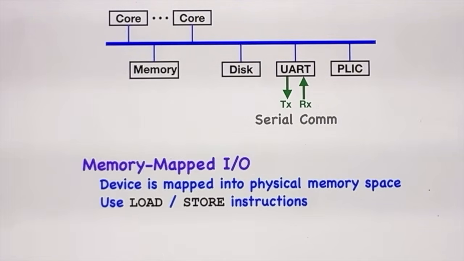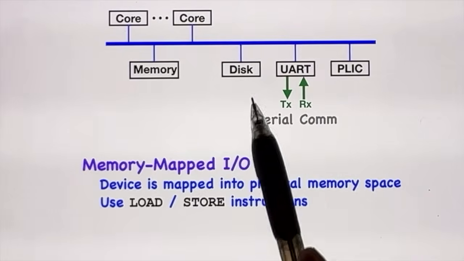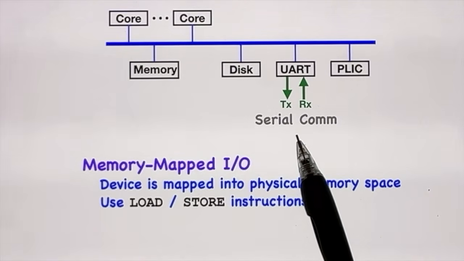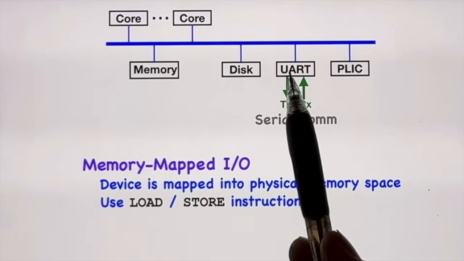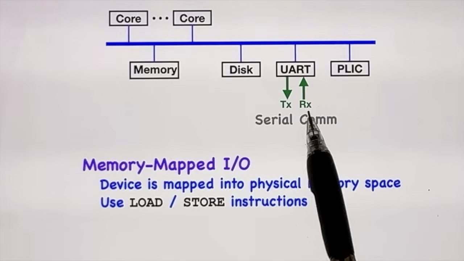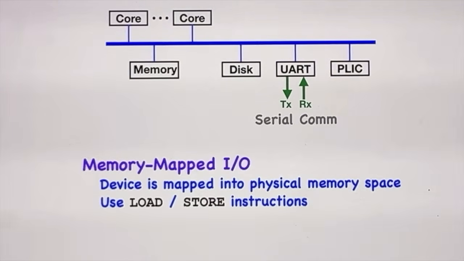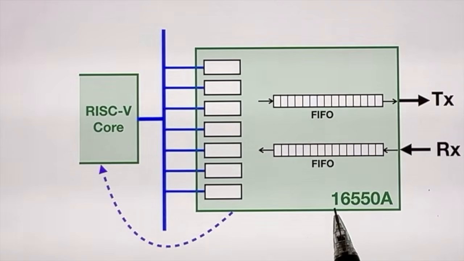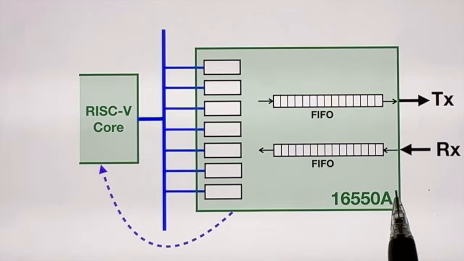Let's look at the UART device, which handles serial communication by facilitating a stream of bytes flowing out. These are the transmitted bytes, and bytes flowing in, and these are the received bytes. QEMU will emulate a UART device, and in particular, it will emulate something called the 16550A chip.